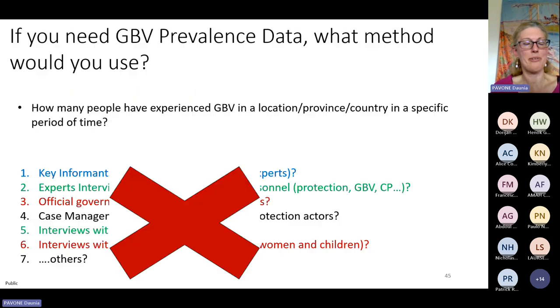And Stina's comment is definitely good as well. So, other question for you. If you need to know GBV prevalence data, what method would you use? GBV prevalence means the number of cases of GBV in a community.